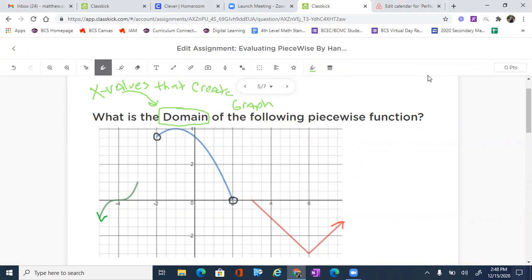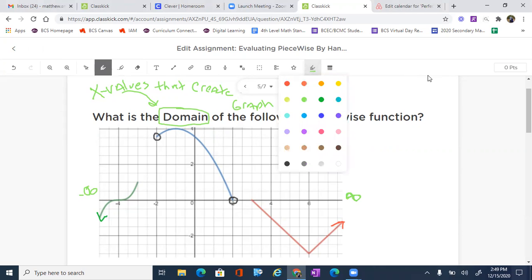So the first thing I do when I talk about domain is, since I'm looking at the x values, I'm going to put a negative infinity way out here and a positive infinity way up there. And that just tells us that the domain could reach very, very low or reach very, very high. Now, remember, we read a graph from left to right. And as we do the domain, we're just looking for x values that have graph under it.